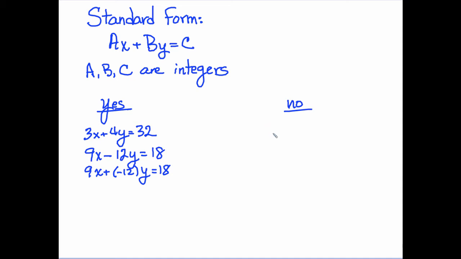Now here's some equations that are not in standard form. 3.5x plus 4.5y equals 32. This is not in standard form because the coefficient of x and the coefficient of y are decimals. Here's another one. 1/2 x plus 3y equals 10. This is not in standard form because the coefficient of x is equal to 1/2.